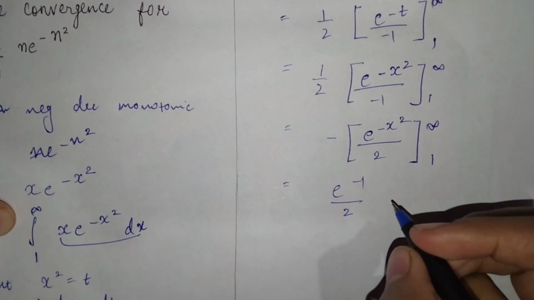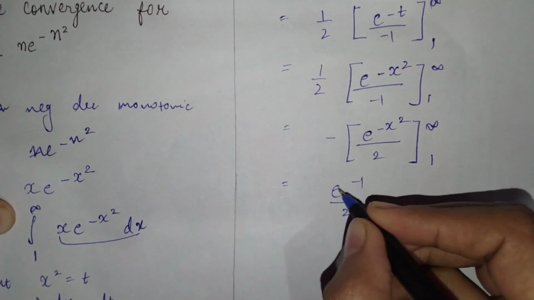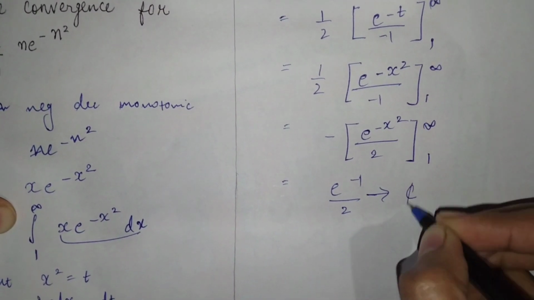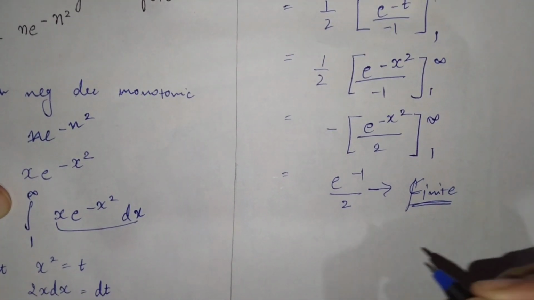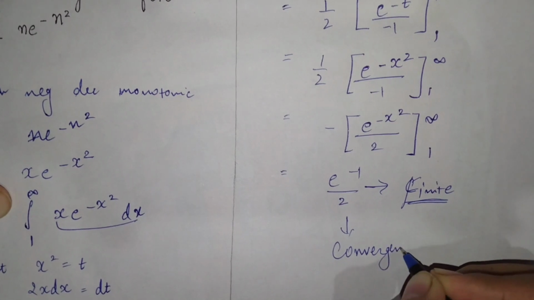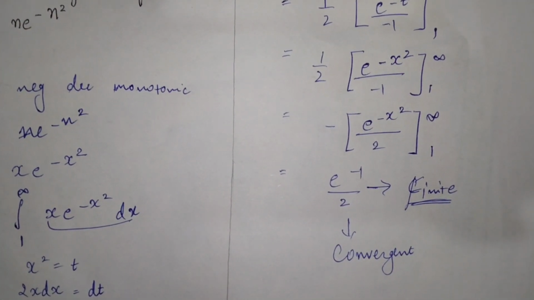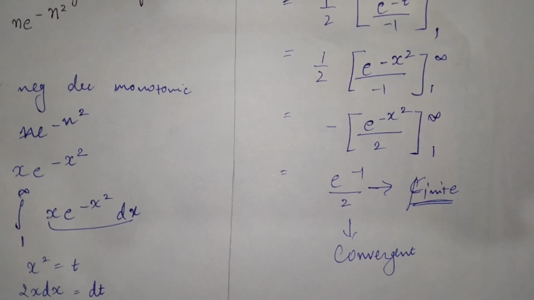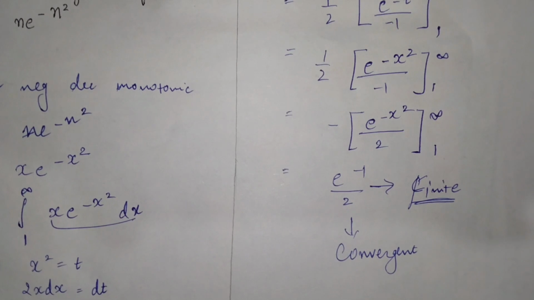Okay. And again the value of e is 2.714, but you can check it. The answer will be finite. And as the answer is finite, again the given series is convergent according to Cauchy's integral test. Okay. So in this way you have to solve the examples of Cauchy's integral test.